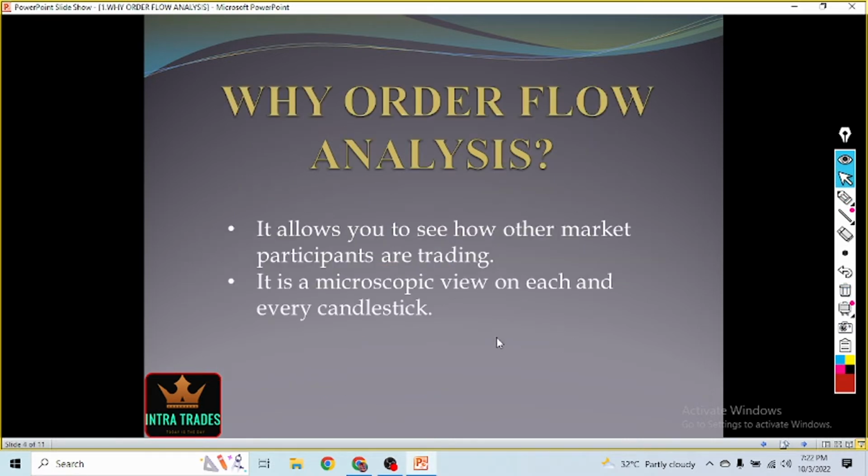Why we need order flow analysis is our next question. By using order flow analysis, you can see how other market participants are trading, whether it may be a buy or a sell, whatever it is. You cannot see the market participants live in front of your eyes, but you can see how the orders got executed, how the volume is getting executed at a particular price level. With this information, you can observe how other participants are trading. And also it is a microscopic view on each and every candlestick. You will understand this at the end of our video.